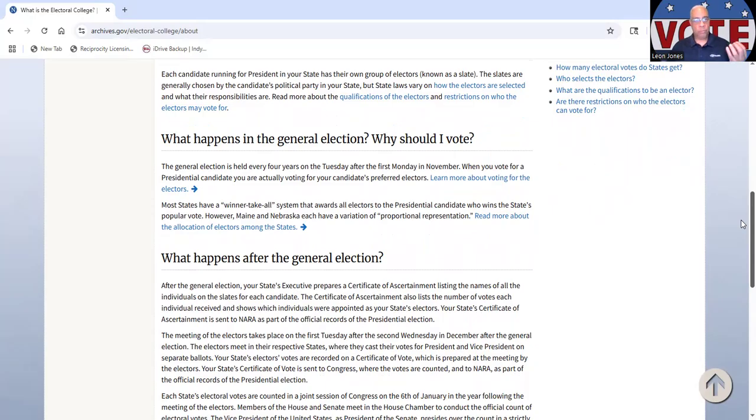Well, the general election is held every 4 years on the Tuesday after the first Monday in November. This is when you vote for your presidential candidate, and you are actually voting for your candidate's preferred electors. Now, again, with the exception of Maine and Nebraska, most states have a winner takes all system that awards the electors to the presidential candidate whose state wins the popular vote.